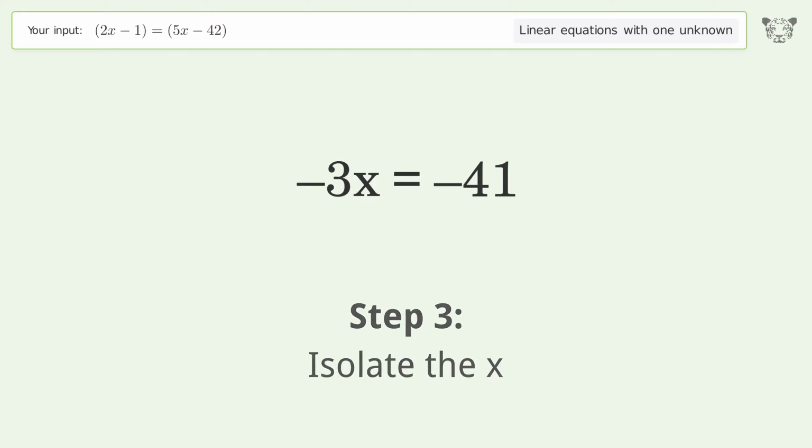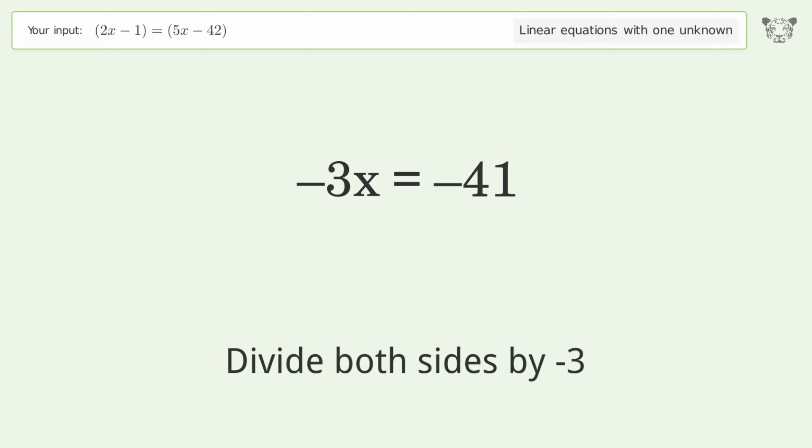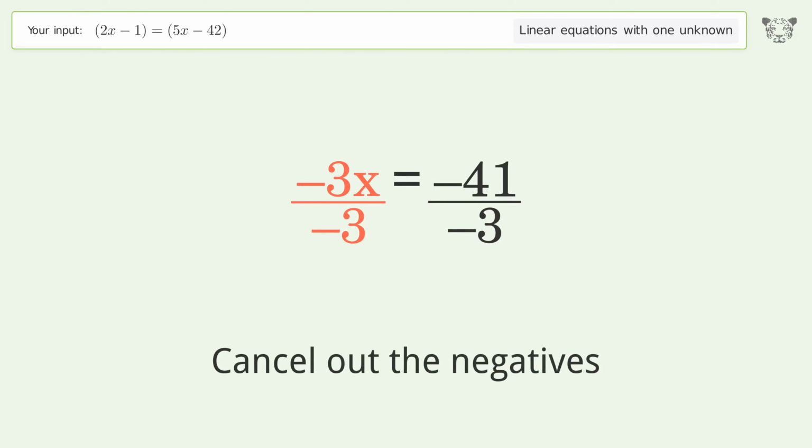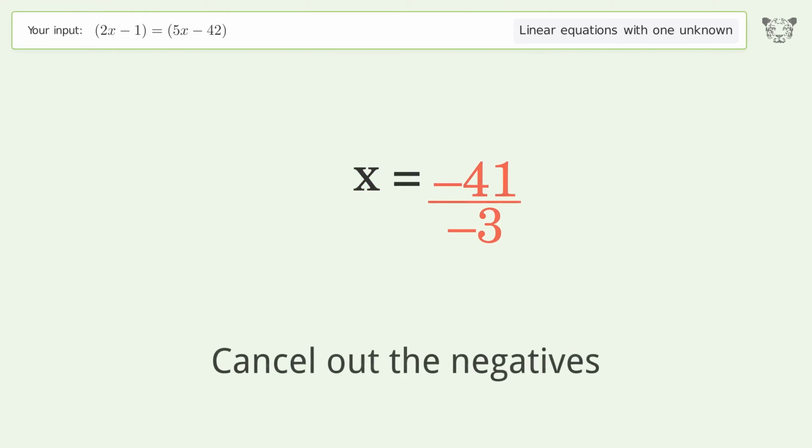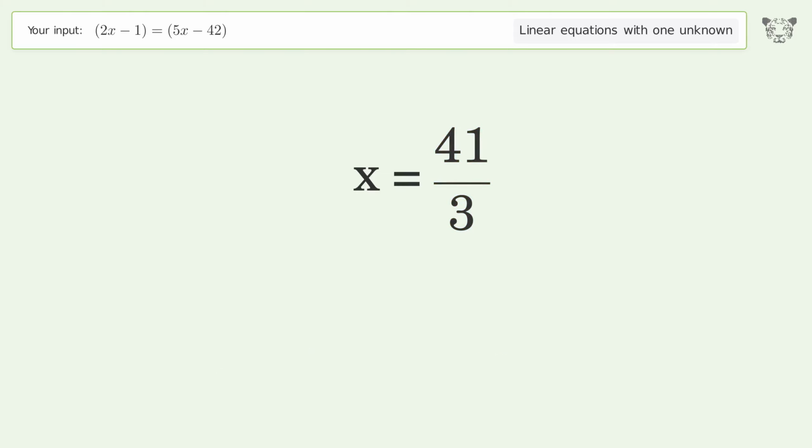Isolate the x. Divide both sides by -3. Cancel out the negatives. Simplify the fraction. Cancel out the negatives. And so the final result is x equals 41/3.